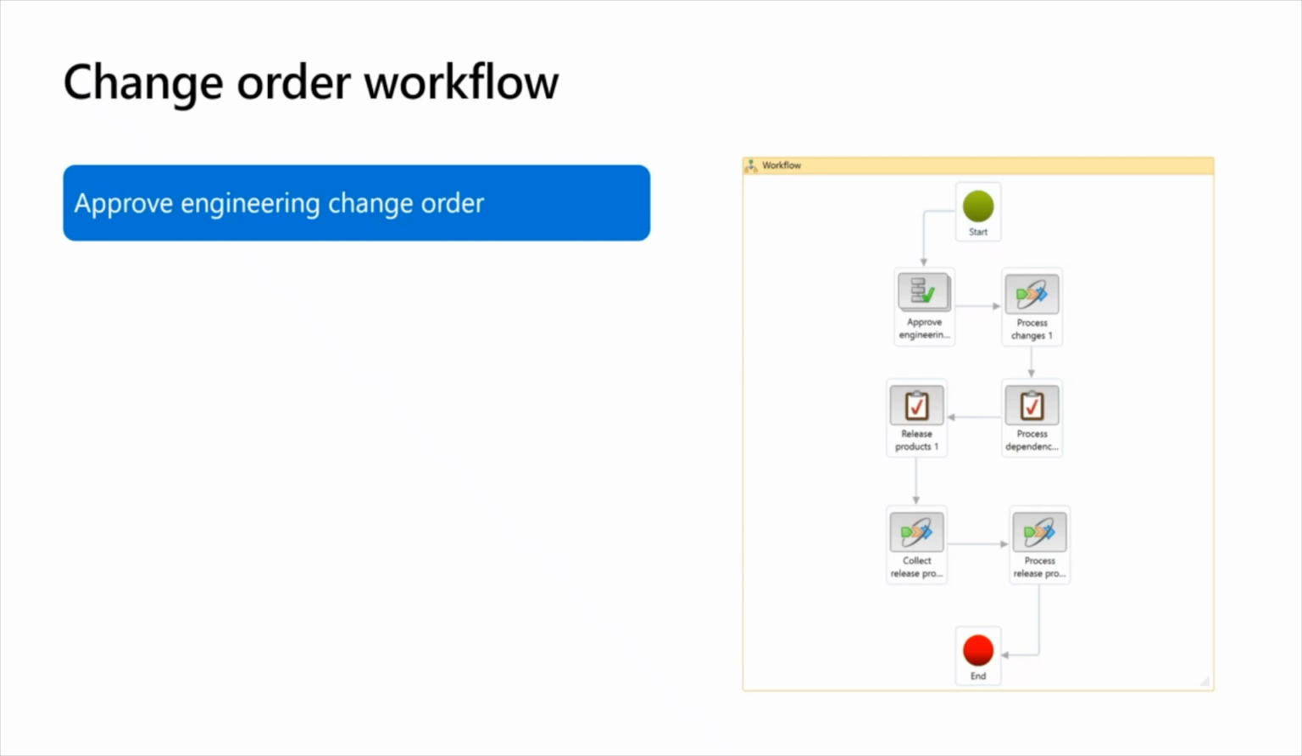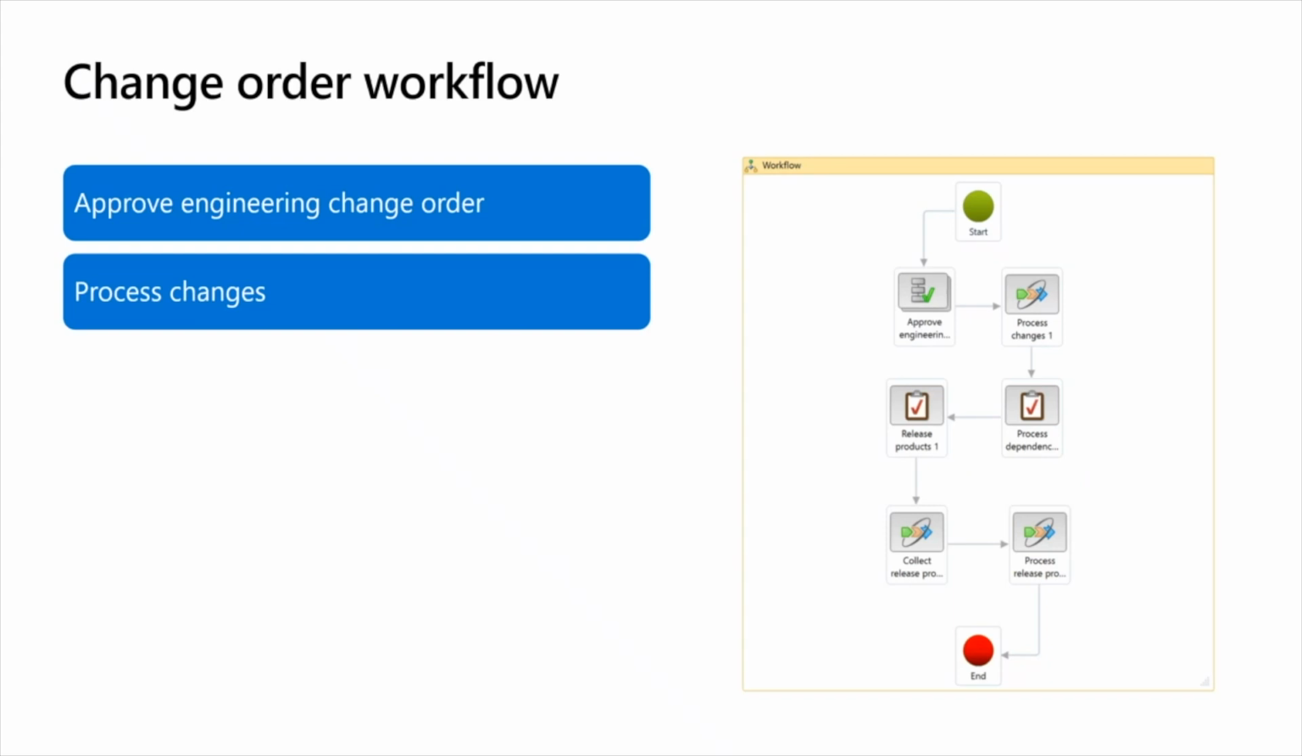Once the change order is submitted with the product impact details and BOMs and route and other product information, the next step in this change order workflow process is approval. Approval can be assigned to a specific user or a group of users, for example, product managers or product owners, depending on the approval process you establish in your organization.